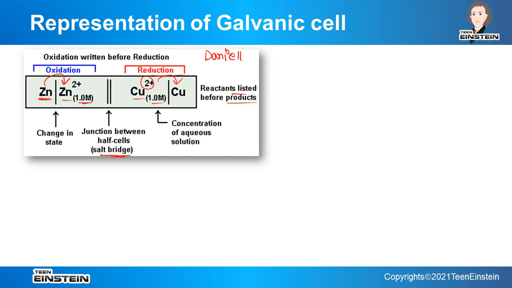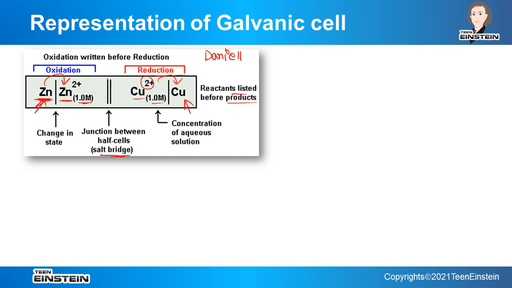And also see, here we have not used any inert electrode. Here the metal itself is the electrode. So here zinc is the electrode, copper is the electrode. So when you are representing the cell, first you have to mention the electrode, and as here our electrode is zinc and the metal cation, that is also zinc, both are same.